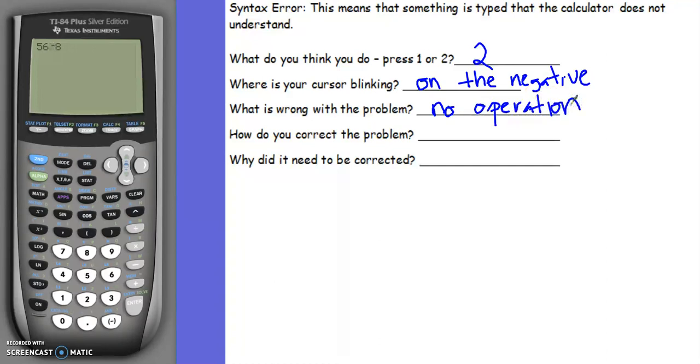And how do you correct the problem? We have to type some type of operation. And why did it need to be corrected? Well, because right now there is no answer to this problem. There's no solution. There's no answer. All right, let's go to the back side.